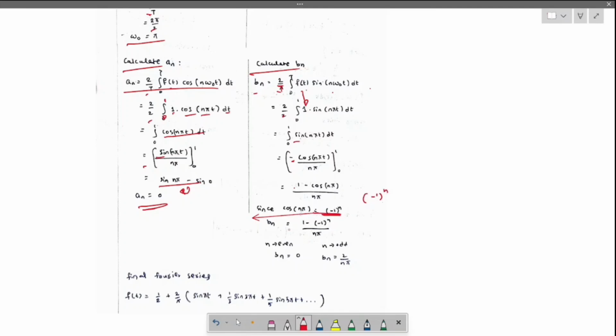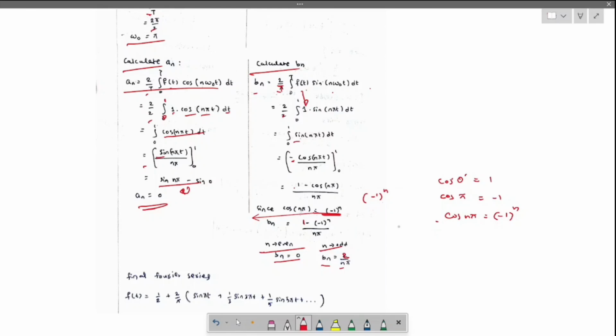Since cos n pi, we can write as (-1) power n. Like cos 0, it is like 1, cos pi, which is like a -1, cos n pi, which is like (-1) power n. Okay, this is how the things will be. 1 minus of (-1) power n over n pi. For the even powers n, bn is 0. For odd n, bn equals 2 by n pi.